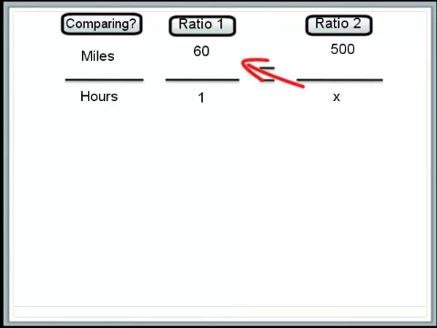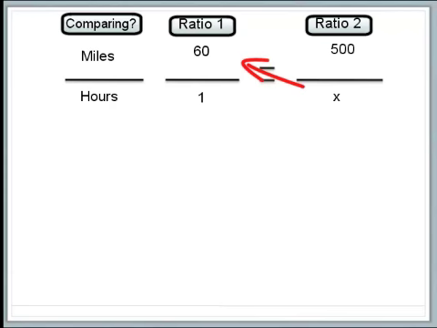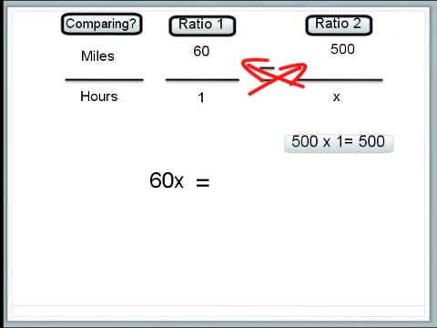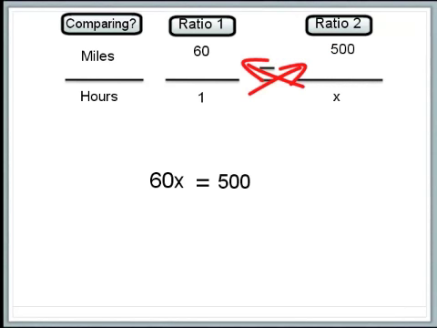So start with a variable X. Another way that you can write 60 times x is 60x. Now drop down your equal sign and then multiply the two other numbers. 500 times 1 is 500. I'll put that here. Now I want to isolate the variable by moving the 60 to the other side of the equal sign. So right now it says 60 times x. To move the 60, I'm going to do the inverse operation, or opposite operation, of multiplication, which is division. So I'll divide by 60 on both sides of the equation.